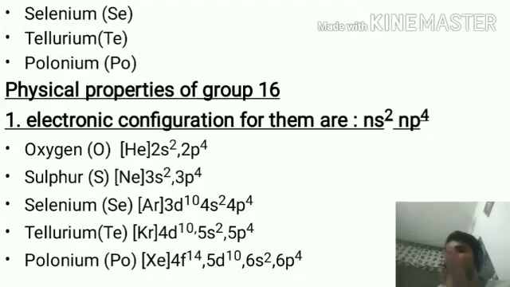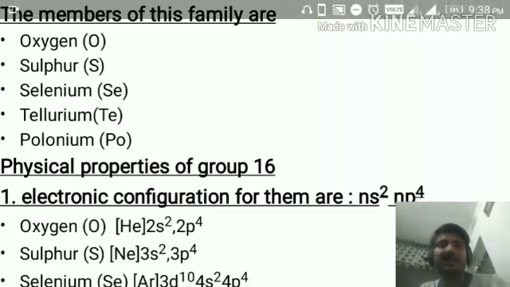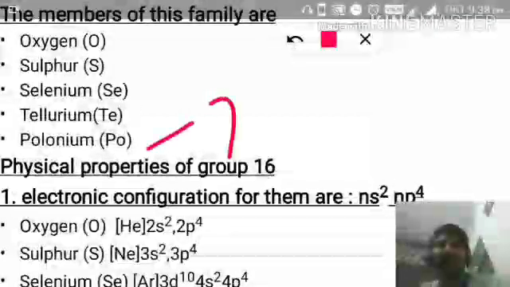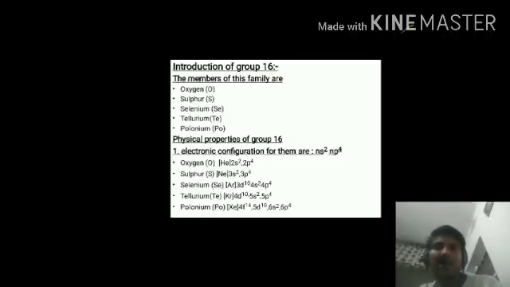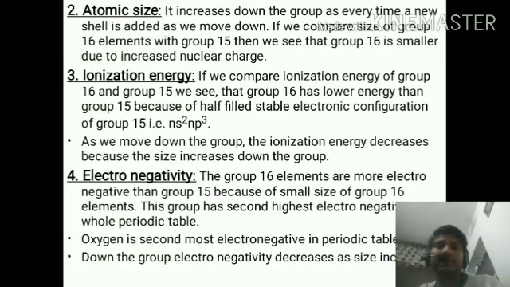Polonium is 6s2 6p4, so we can say that the outermost shell contains 6 electrons. Oxygen can gain 2 electrons or it can donate 6 electrons. Donation of 6 electrons is very difficult, so 16 group elements gain 2 electrons. That's why their oxidation state is -2. That is the oxidation state of 16 group elements. Now shift to the next slide.